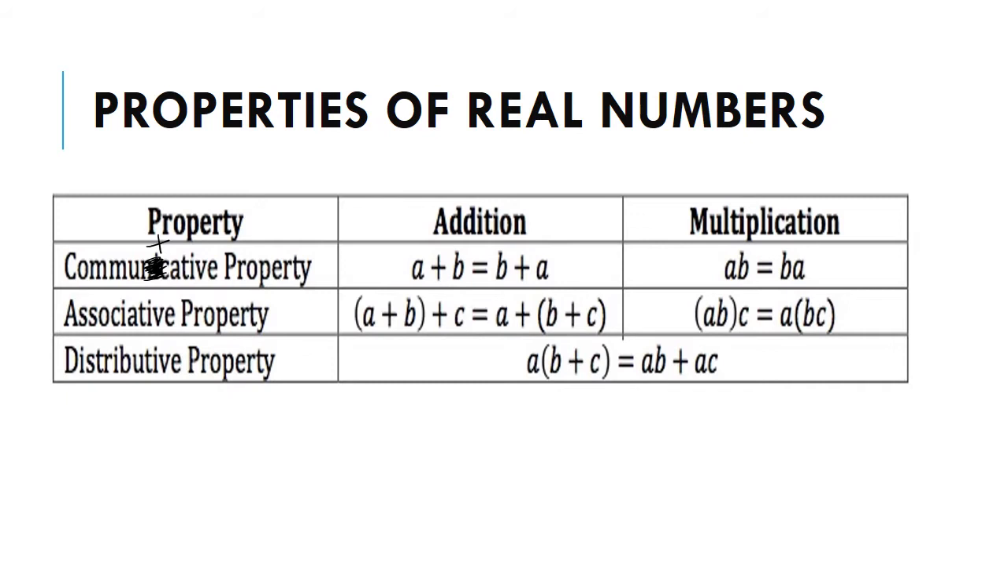We have the associative property, and then where the parentheses switch their position, but the numbers or letters do not change their order. And then we have the distributive property that we have been using for a long time.